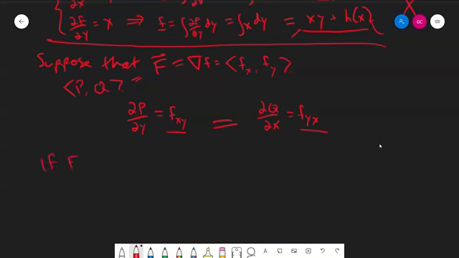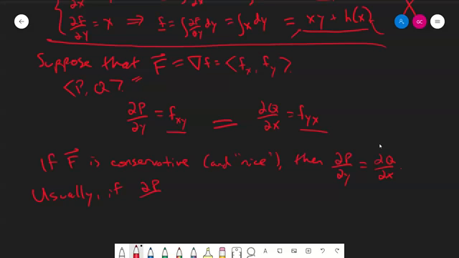So if F is conservative, and nice enough, then the partial of P with respect to y has to be equal to the partial of Q with respect to x. And in fact, it turns out that the converse is true, again, for some sort of niceness conditions. So I'm just going to be a little bit cagey about that here and say usually it's also true that if those partials are equal, well, then your vector field F is conservative.